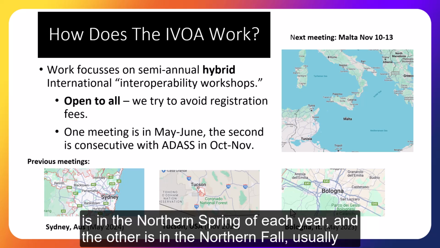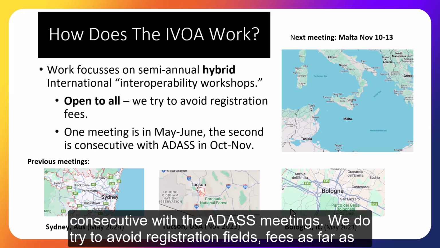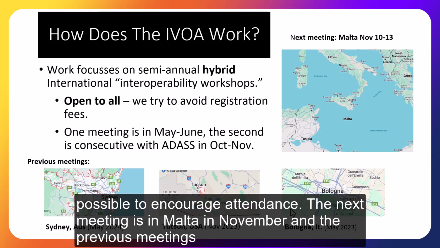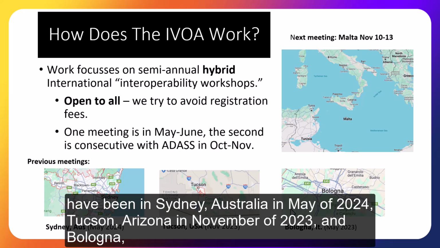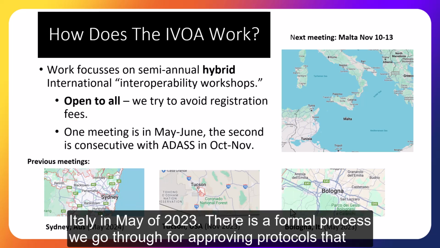One meeting is in the northern spring of each year, and the other is in the northern fall, usually consecutive with the ADASS meetings. We do try to avoid registration fees as far as possible to encourage attendance. The next meeting is in Malta in November, and the previous meetings have been in Sydney, Australia in May of 2024, Tucson, Arizona in November of 2023, and Bologna, Italy in May of 2023.